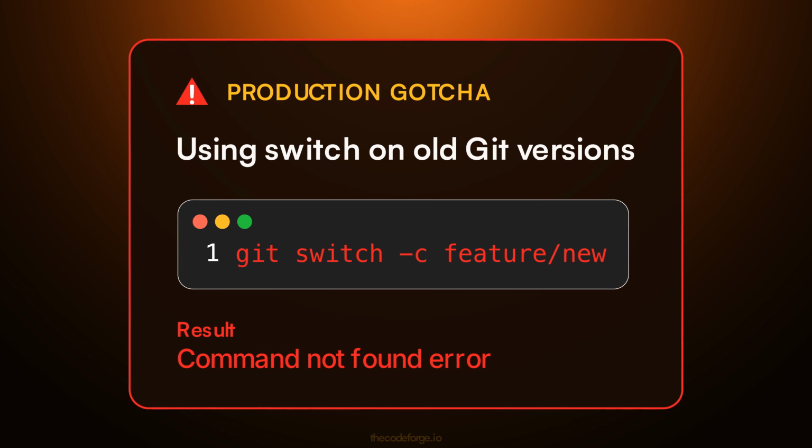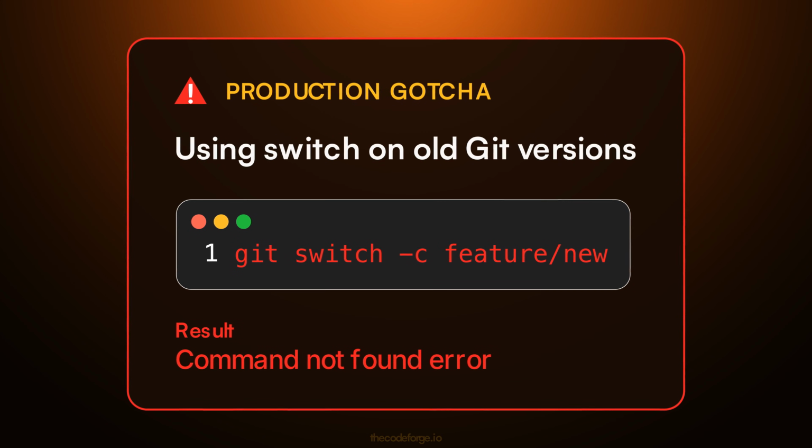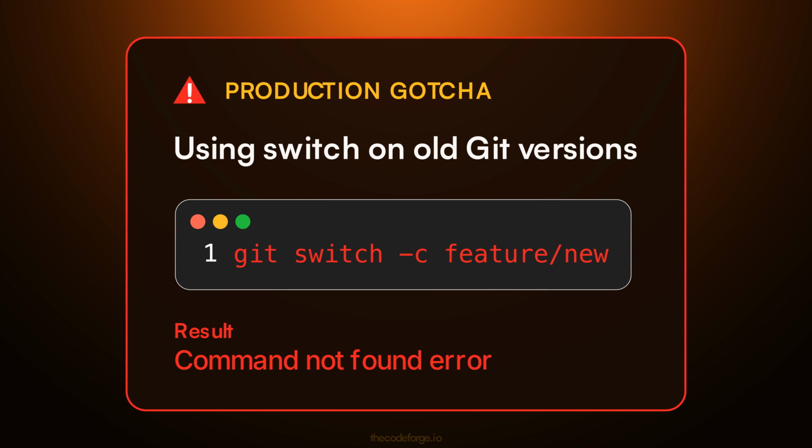Git Switch requires Git 2.23+. Corporate servers and CI runners often lag behind. Use Checkout B in scripts for maximum compatibility. Reserve Switch for local work where you control the version.